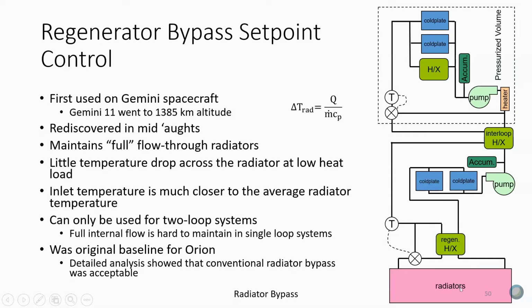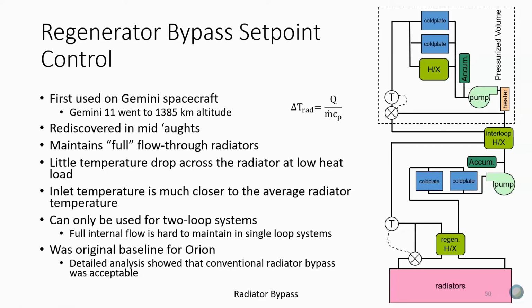So what this does is it gets your flow through the radiator to be very high and almost constant, even at low heat loads with the radiator very cold. You keep your flow up so that your delta T across the radiator is small and your average temperature can stay high, maintaining fairly high temperatures in the radiator.